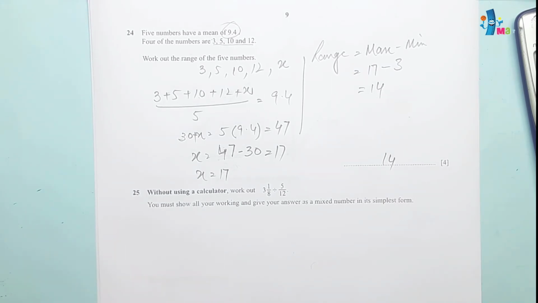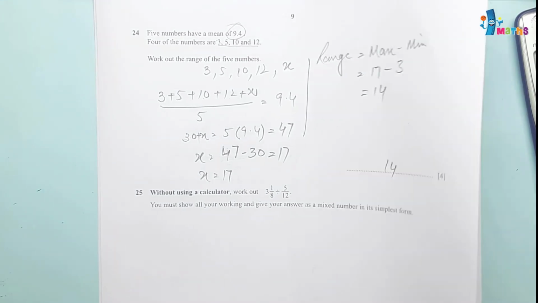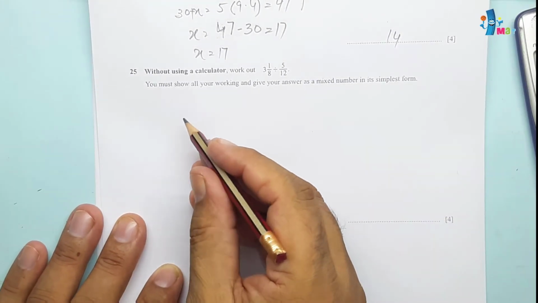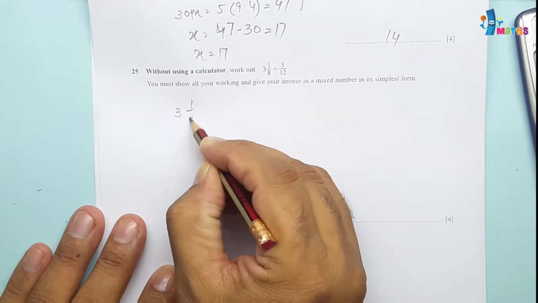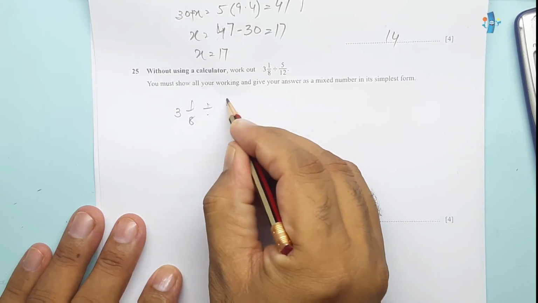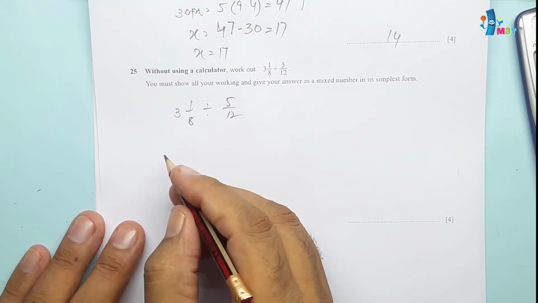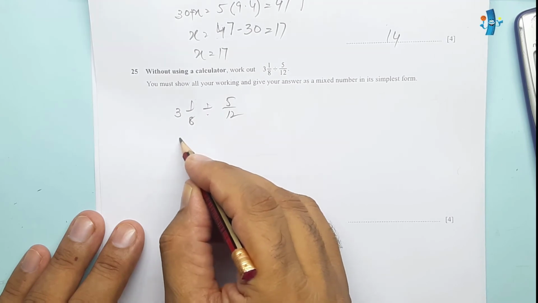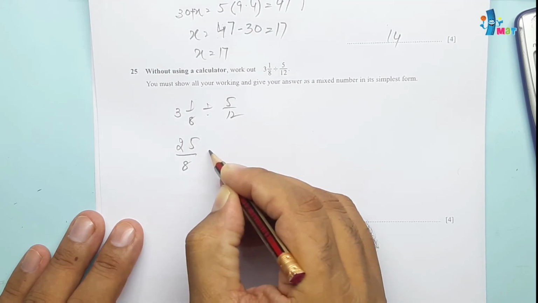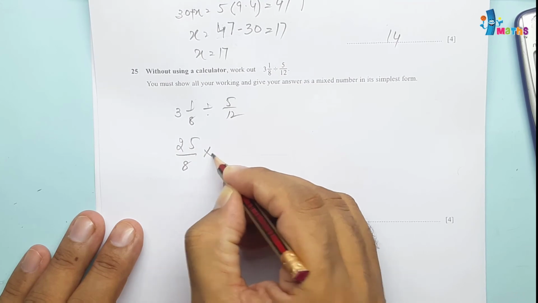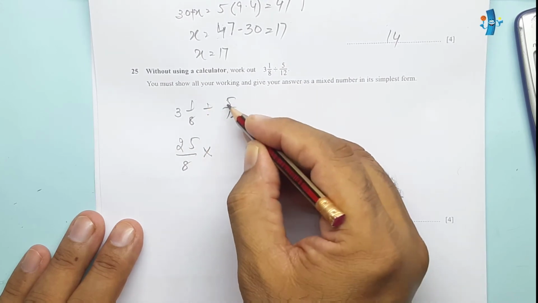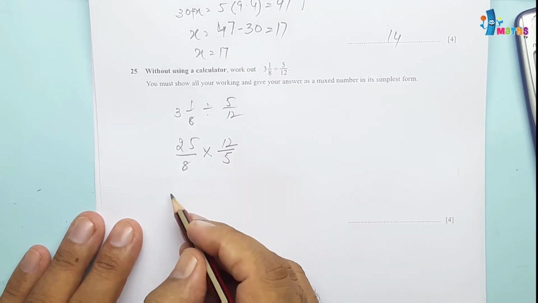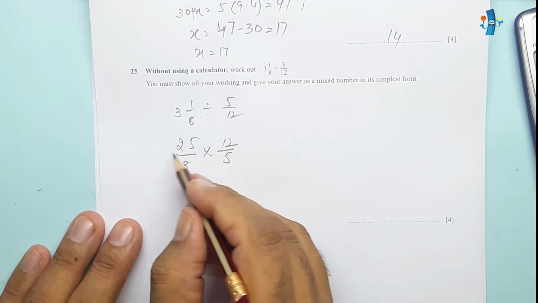Now question number 25. Without using a calculator, work out this. Basically a fraction is given: 3 whole 1 by 8 divided by 5 by 12. So we can convert this: 8 3s are 24, 24 plus 1 will be 25, so 25 divided by 8. This division we can change into multiplication, and we have to swap the numerator and denominator.